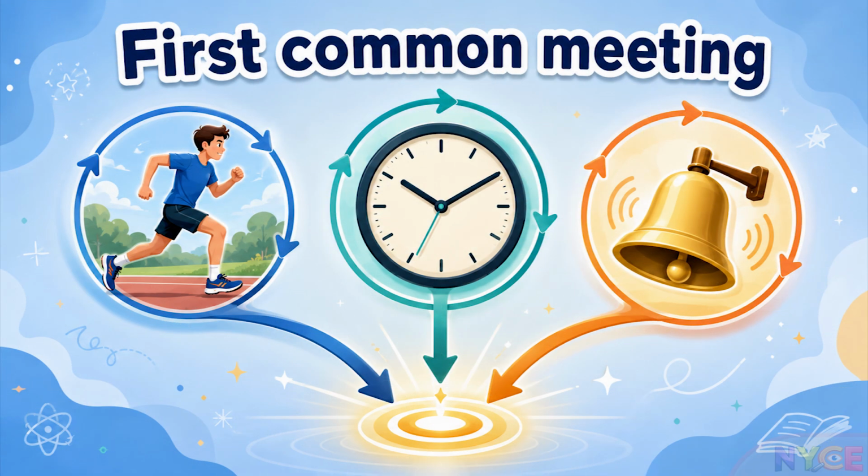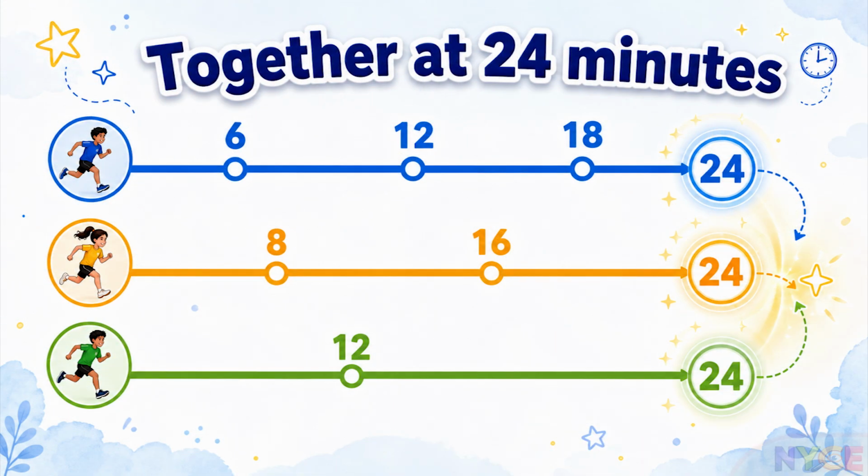Now let us move to LCM of 3 numbers. Think again about the runners. One runner returns every 6 minutes, another every 8 minutes, and another every 12 minutes. We are not trying to divide something. We are trying to find the first time when all cycles meet. That is exactly what LCM does.